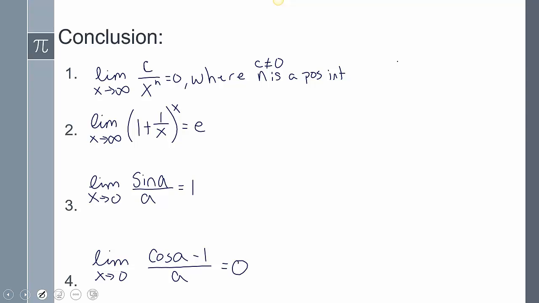To conclude this lesson, these are the 4 special limits that we need to memorize, and we used them and worked with them in this lesson. Make sure that you're putting them on flashcards or whatever strategy you need to use to be able to memorize this, because you need to know them.